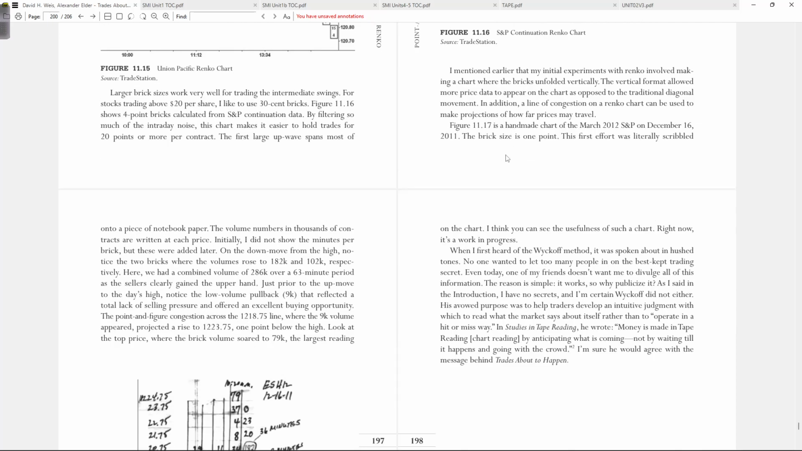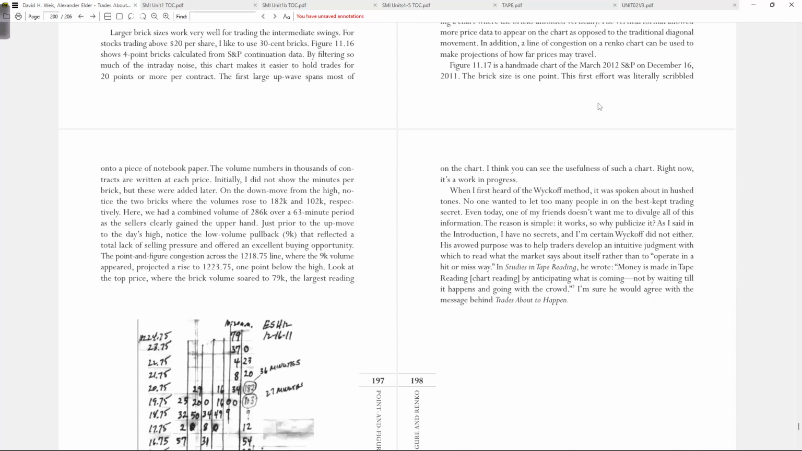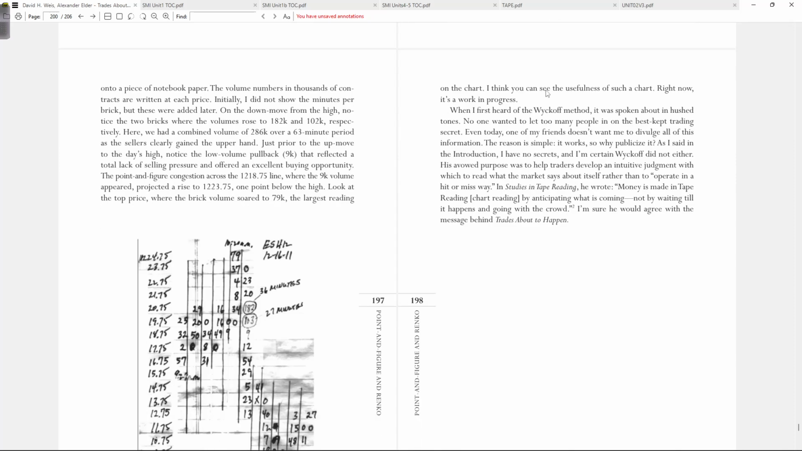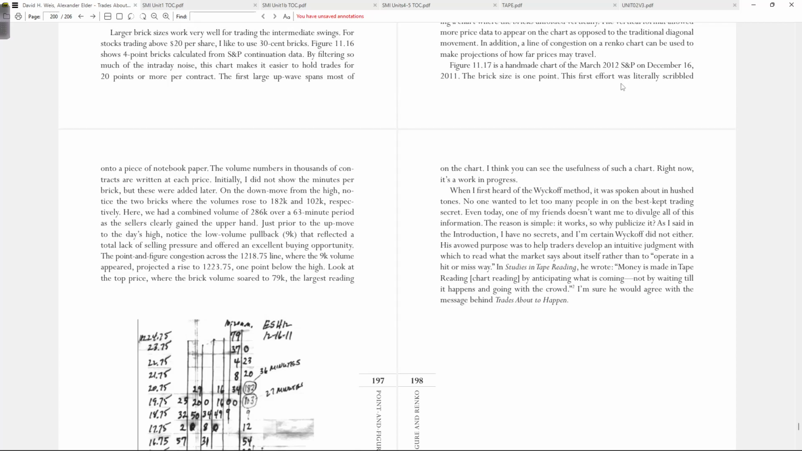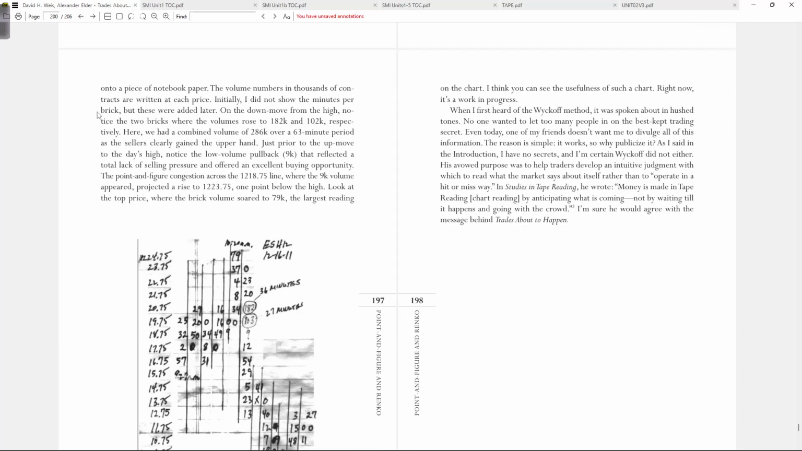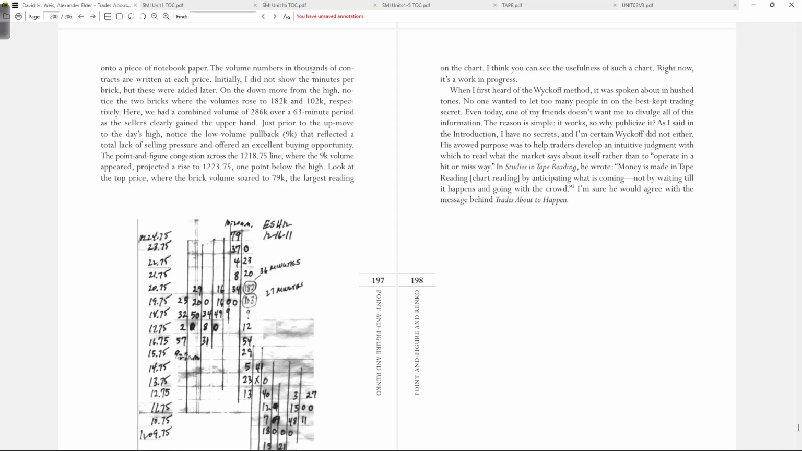Figure 11.17 is a handmade chart of the March 2012 S&P on December 16, 2011. The break size is 1 point. This first effort was literally scribbled onto a piece of notebook paper. The volume numbers in thousands of contracts are written at each price. Initially I did not show the minutes per break, but these were added later.